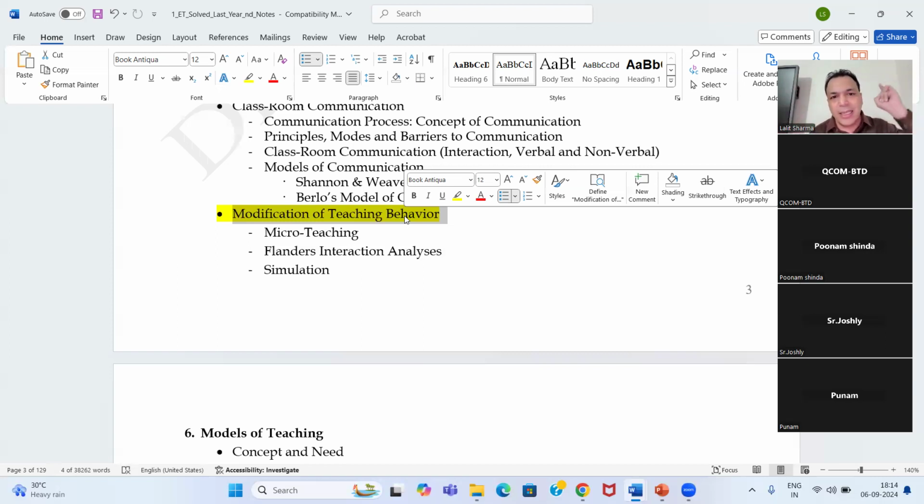So in this syllabus, talking about the teacher's behavior. So all the three things, micro teaching, Flanders interaction analysis system. Flanders was an educationist, okay, who also gave his theory in order to modify the behavior of the teacher. And third is the simulation, right?